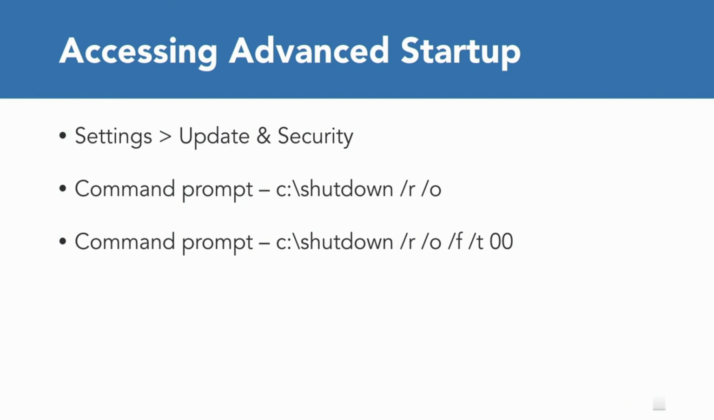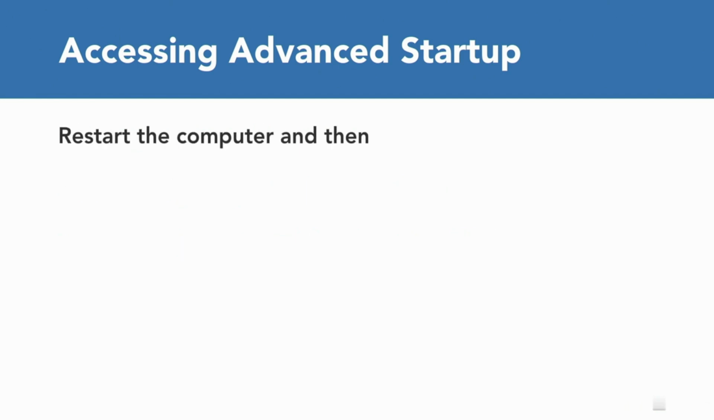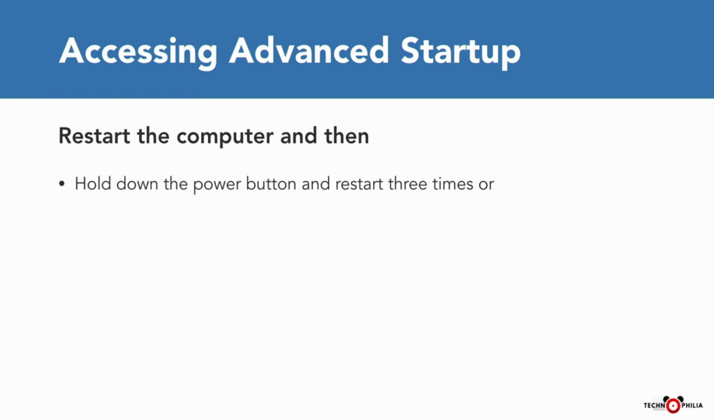But what happens if you can't boot the computer to access the settings option, or you can't access the command prompt? You'll need to try some of these. First, restart the PC and then try one of these options. Hold down the power button and restart 3 times. This is a built-in safeguard to recover from reboot loops.